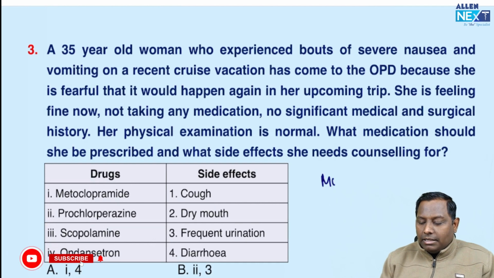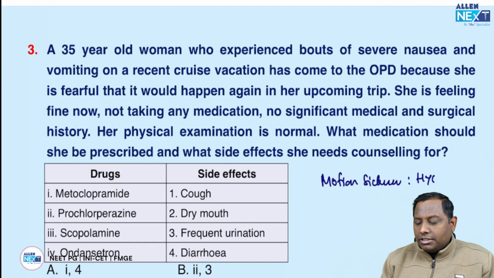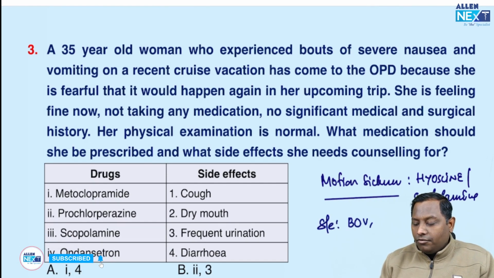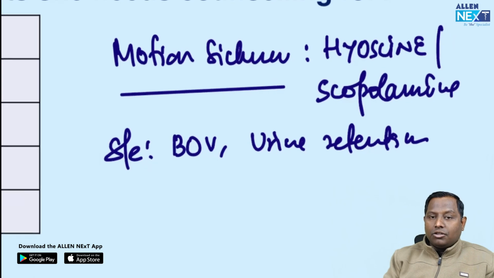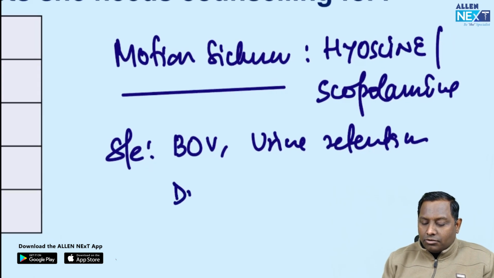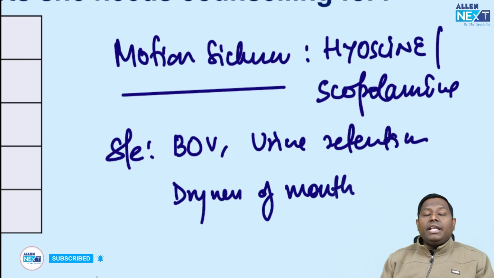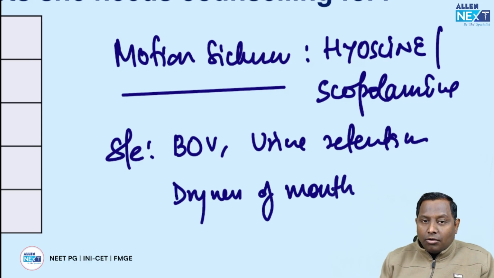Okay, if this is a case of motion sickness, I always say the drug of choice is hyoscine, which is also given the name scopolamine. It is the drug of choice. For motion sickness, its important side effect, because it's an anticholinergic drug, can be blurring of vision. It can lead to urine retention, blurring of vision, urine retention. It can also lead to dryness of mouth. In fact, all the anticholinergic side effects will be seen.